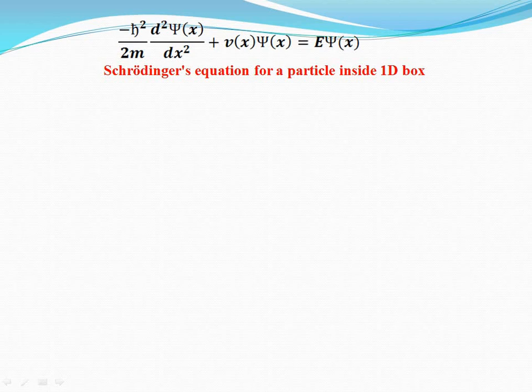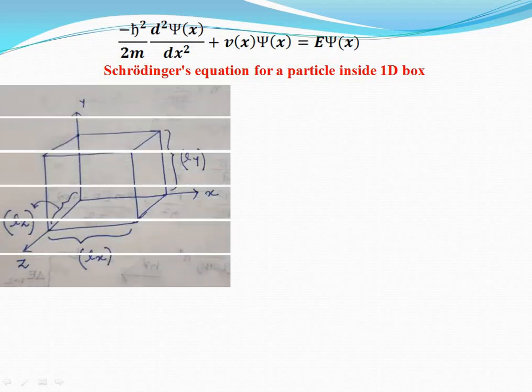Inside that box the potential energy of that particle is zero, and there is an infinite potential barrier outside this box, so the particle cannot go outside this box. So there is zero probability of finding that particle outside that box. And we have also derived the expression of the wave function for that particle inside a one-dimensional box, as well as the expression of energy for that particle.